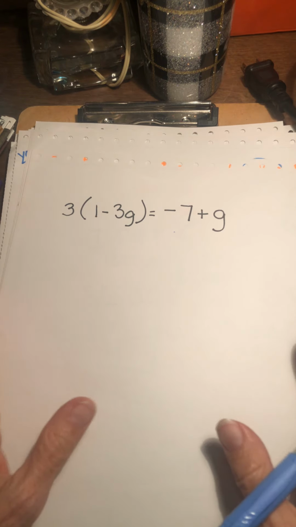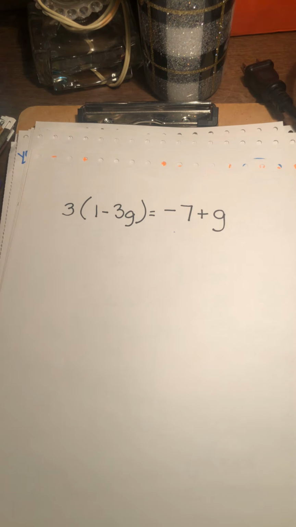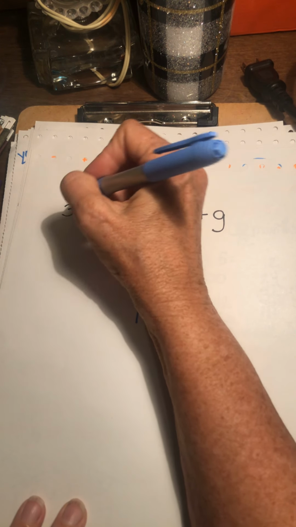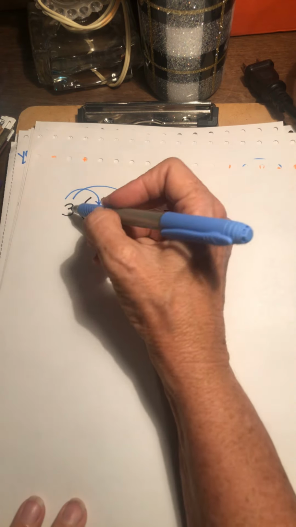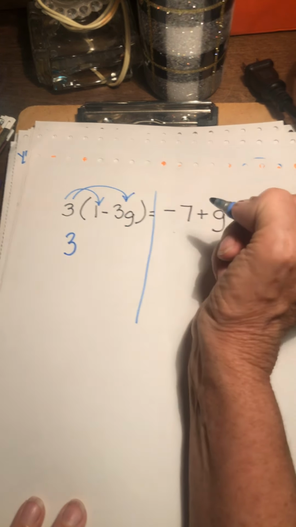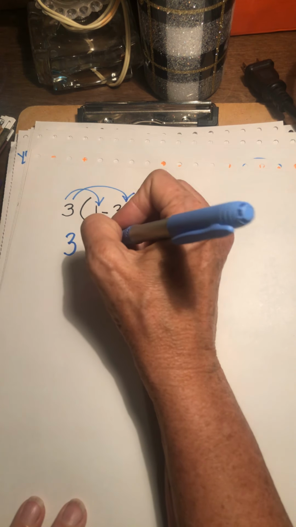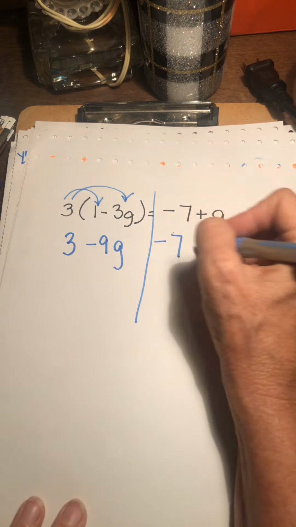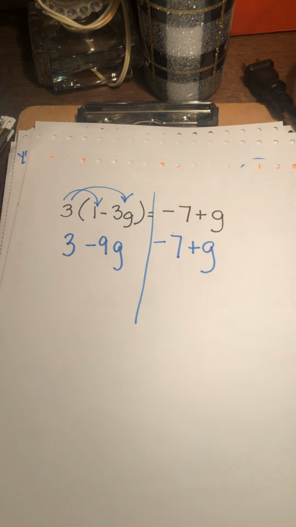How'd you do? Hopefully you did okay. All right, here is yours to try. It's got a lot of steps in it. Okay, first thing I want to do is multiply and finish filling this out, distributing. So 3 times 1 is 3. 3 times negative 3 is a negative 9G. Negative 7 over here plus G.